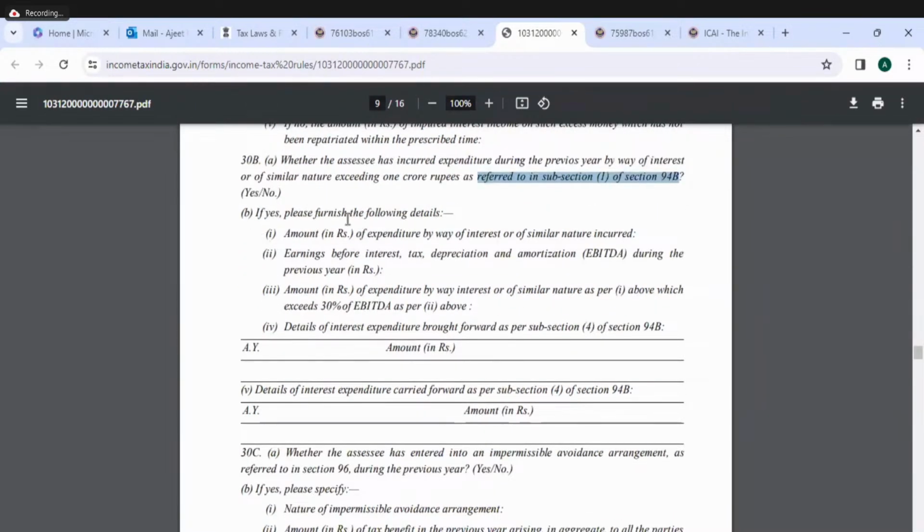If yes, please furnish the following details. What are the details the accountant has to furnish? Amount in rupees of expenditure by way of interest or similar nature incurred. Since here interest or similar nature incurred is written, that doesn't mean the total interest which the company is paying you have to report here. You have to read it along with sub-clause A. It means the interest they are talking about is in respect of the interest which they are paying to the non-resident AE only, that you have to report here. So what is the amount of interest that WTL has incurred in this case?